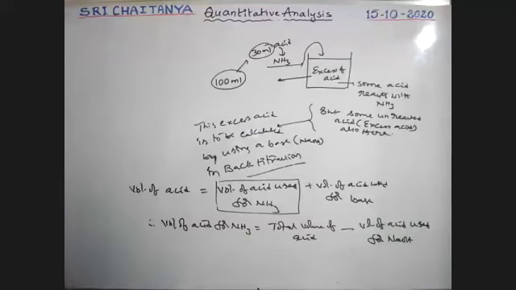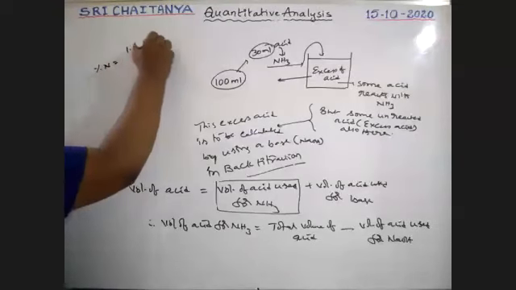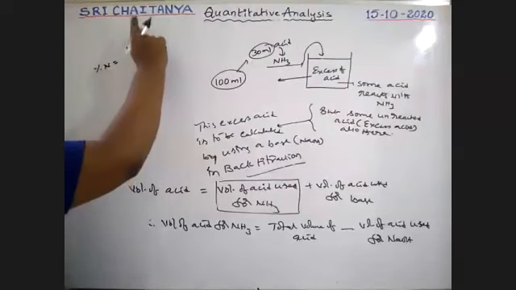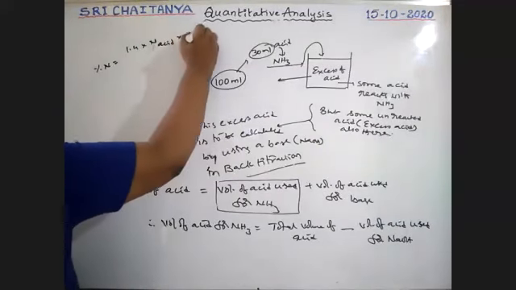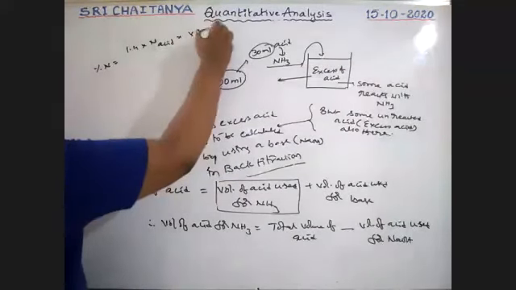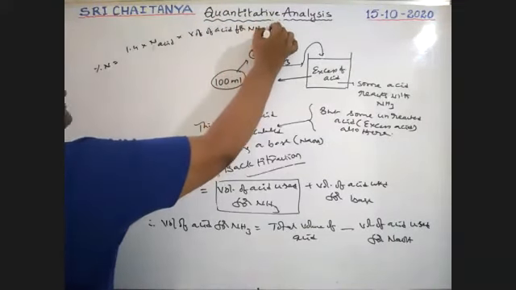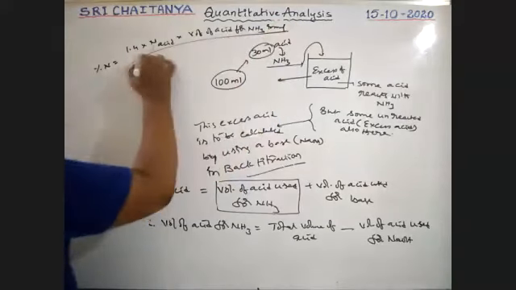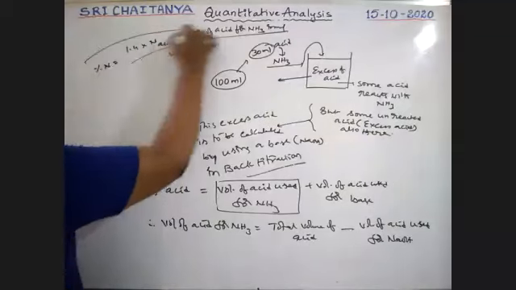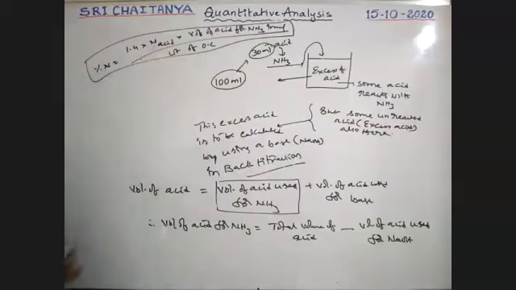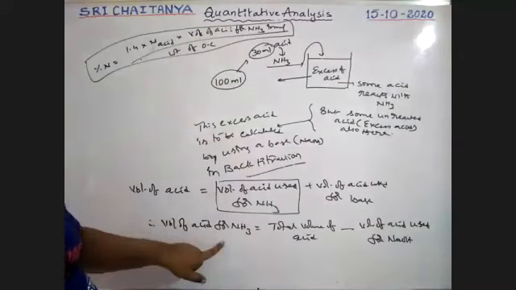So what is the formula? The percentage of nitrogen is equal to 1.4 into normality of acid into volume of acid for ammonia in ml, divided by weight of organic compound. Please note down. This volume of acid used for ammonia is calculated like this.